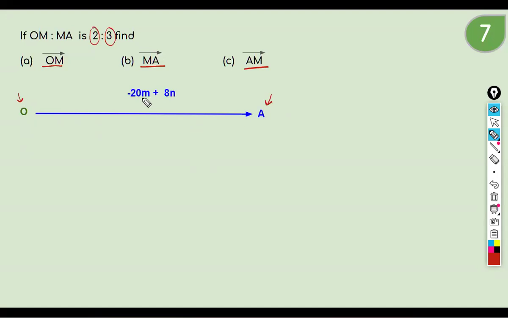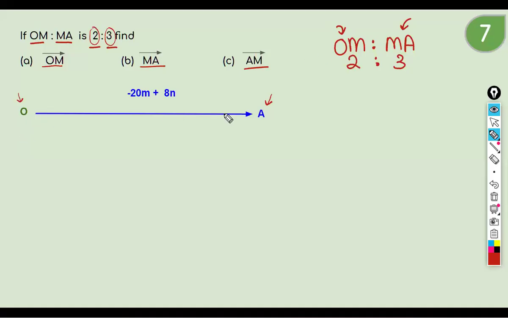So the first thing you have to do is approximate where M is. When I say approximate, I literally just mean approximate. The examiner isn't going to care for a really accurate answer. OM to MA is the ratio 2 to 3. So let me put this on top here. I'm going to write it like this. OM to MA is the ratio 2 to 3. The 2 belongs to OM and the 3 belongs to MA. Which portion is bigger? MA, because MA has 3, and OM is the smaller piece, which is 2.